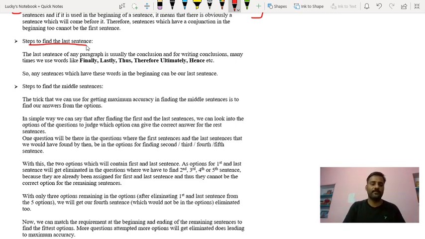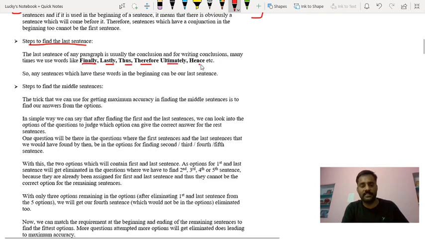So here we have to look for words like finally, lastly, thus, therefore, ultimately, hence, etc. Because these words will be giving the results of the paragraph. So sentences starting with these words may be our conclusions, and these may be our last part.